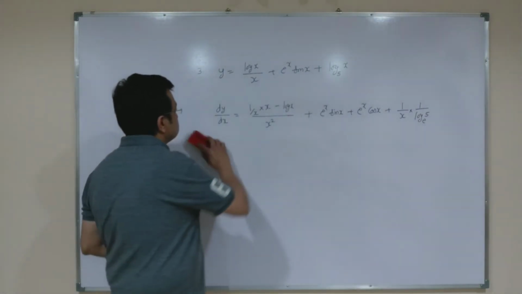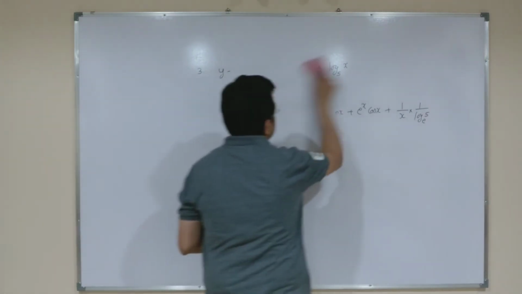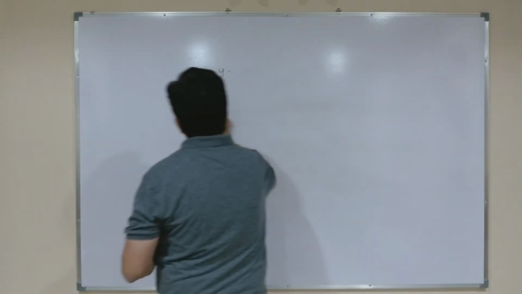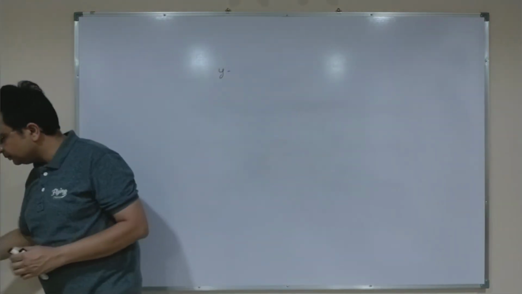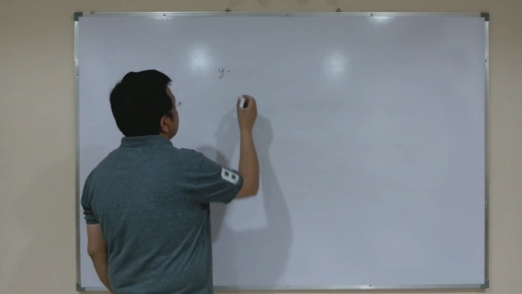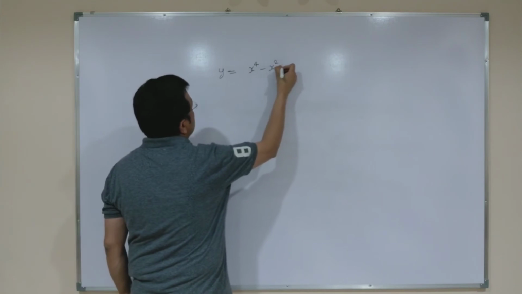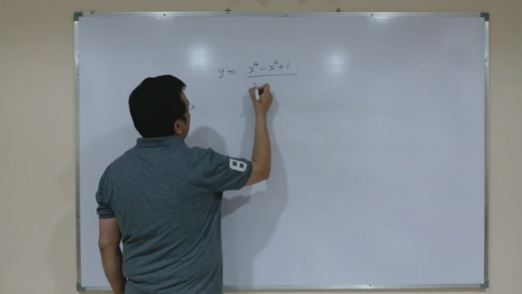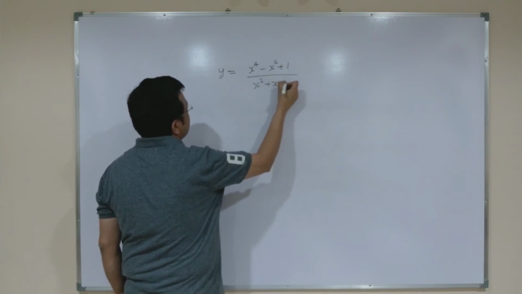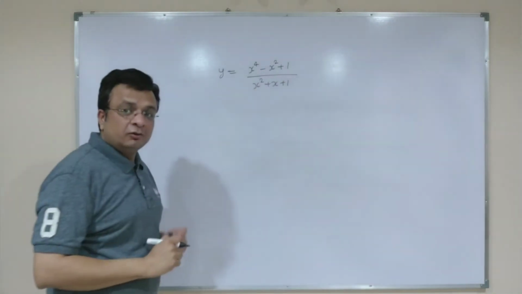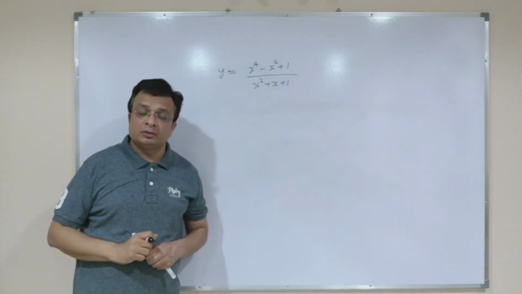Okay. Next, one more question we are going to do. Please note down. y is equal to x to the power 4 minus x square plus 1 upon x square plus x plus 1. Fine. What are you going to do?